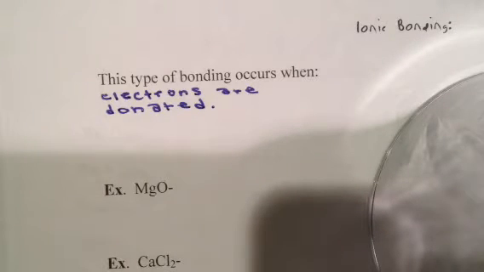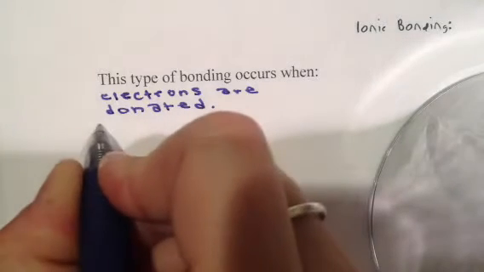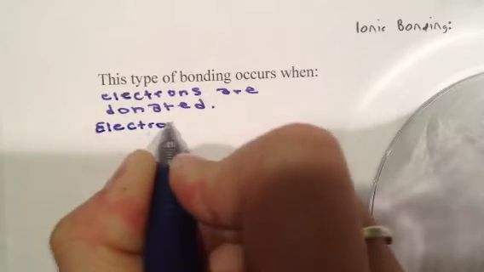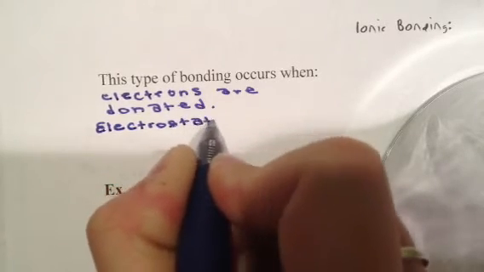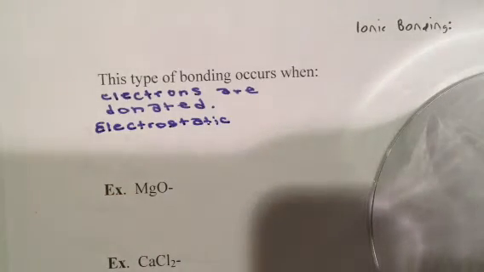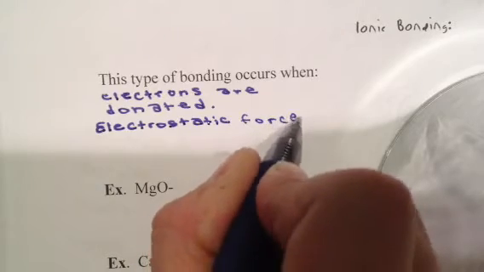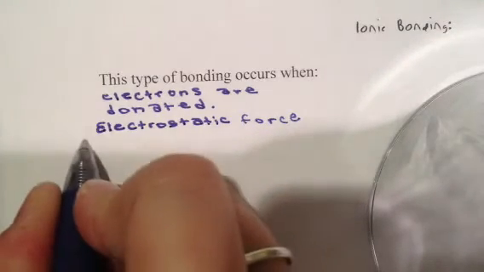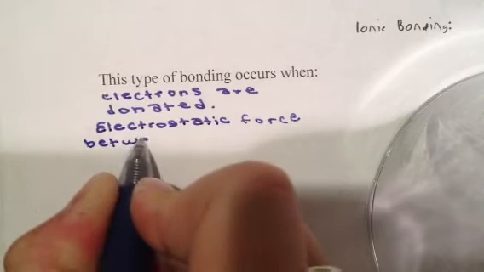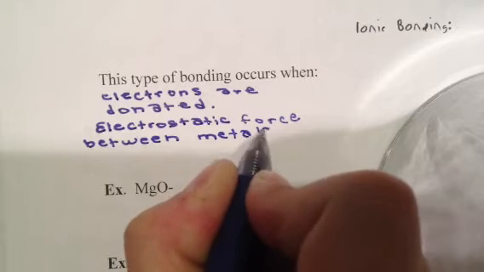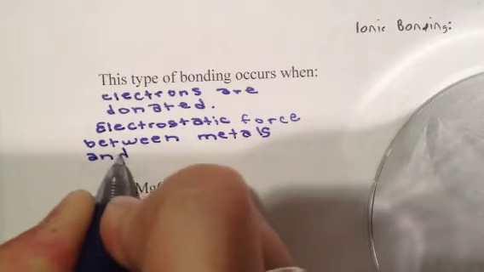And specifically, ionic bonding is an electrostatic force. Now, electrostatic, meaning between different charges, so between positive and negative, it's an electrostatic force, okay, and it occurs between metals and nonmetals. And we've actually already looked at metals and nonmetals.